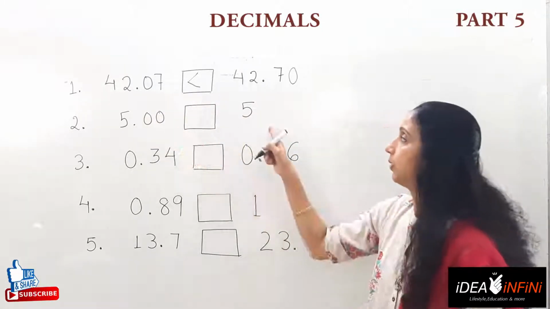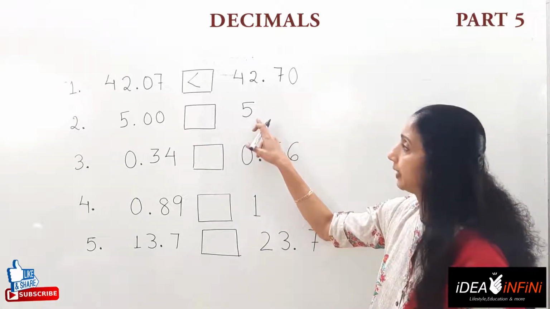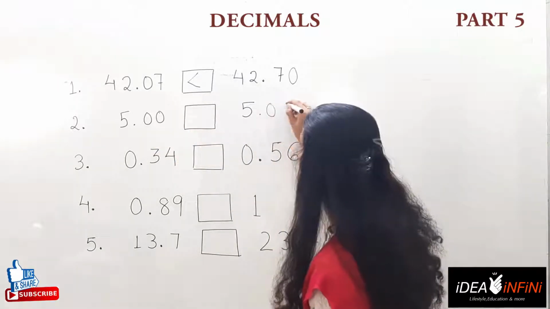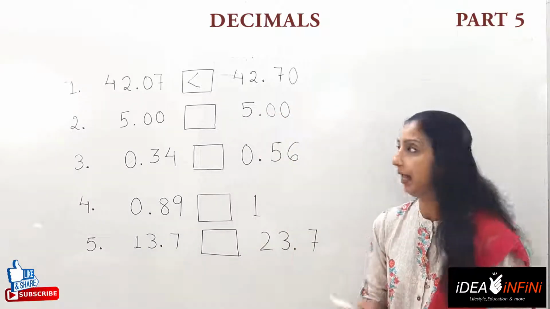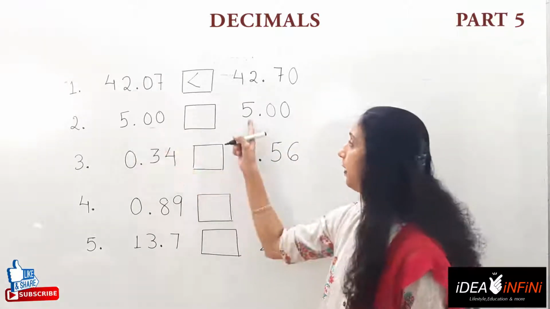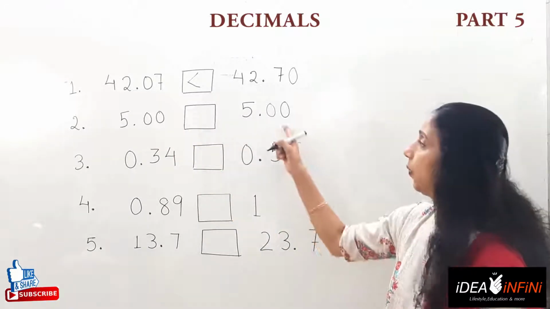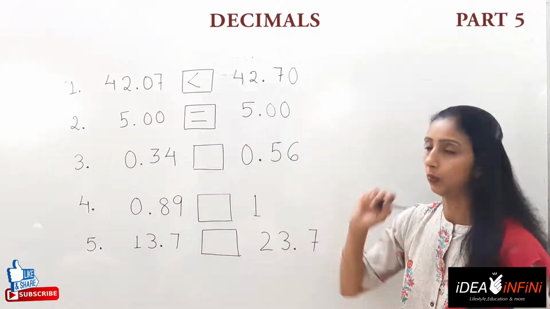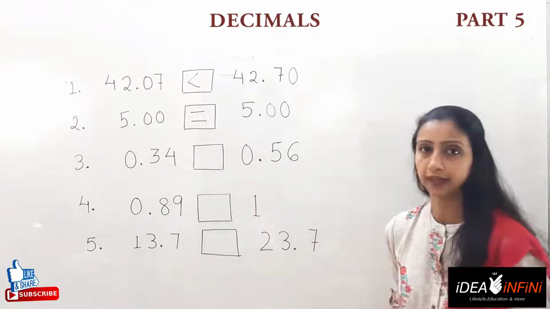Next, 5.00 and 5. Once again, when I see the number of decimal places, here is 0 and here is 2. So first of all I have to make them like decimals. Before comparing, I have to make them like decimals. I put 2 zeros after 5. Now if you can see, the whole number is also same. Then there are 2 zeros on the decimal places. So once again, these two numbers will be equal.